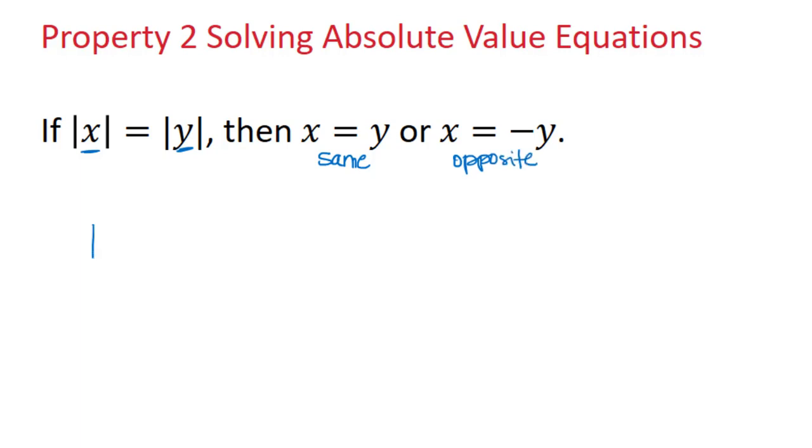Like for instance, right, absolute value of 5 is equal to the absolute value of 5. But the absolute value of 5 is also equal to the absolute value of negative 5, right, because they're both 5. So the numbers are the same or opposite for this property to be true.